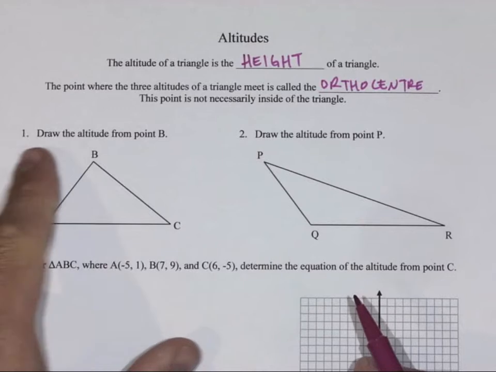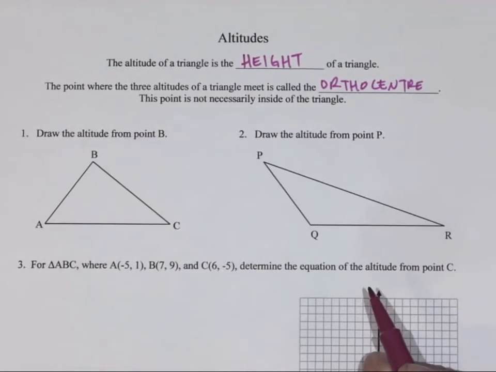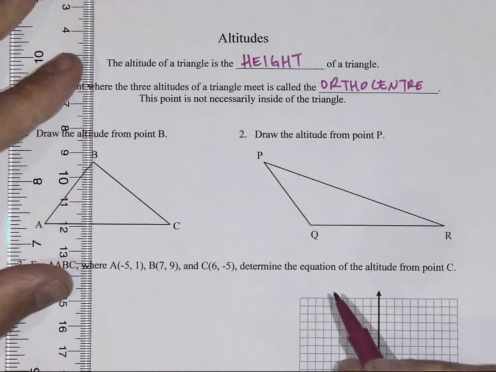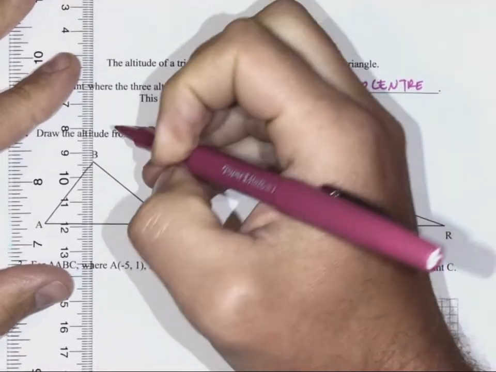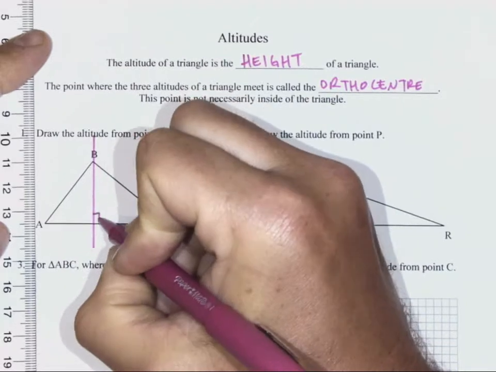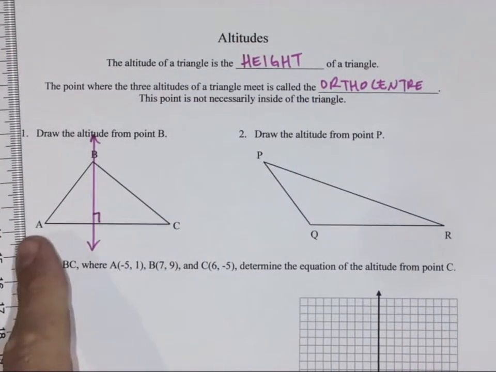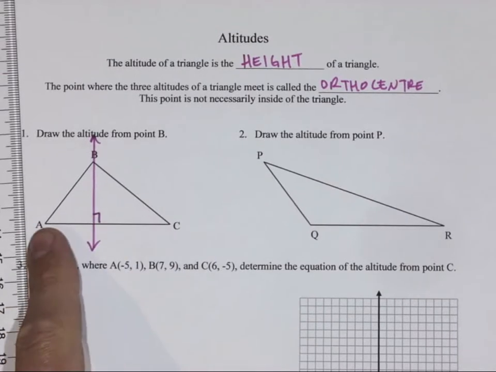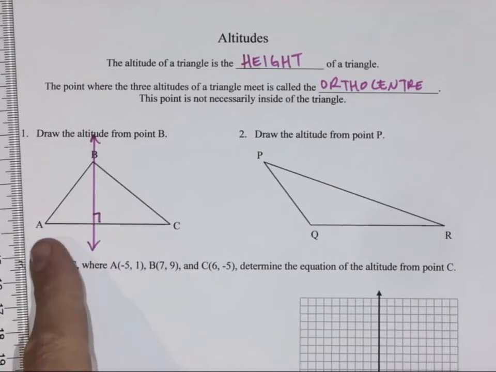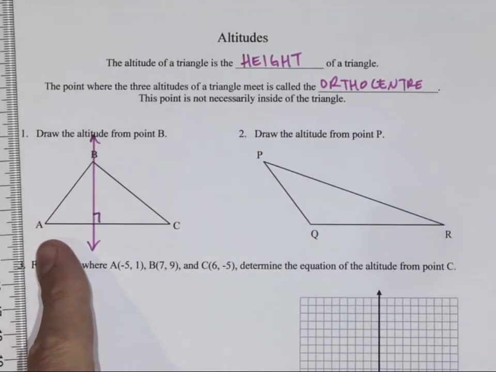So draw the altitude from point B. Sometimes it'll say the altitude of AC. This is going to go through point B, straight down through AC. It's a line, goes on forever. It's going to cross AC at 90 degrees. But we don't necessarily know that this is split in half, so we're not adding any marks, any communication that way.